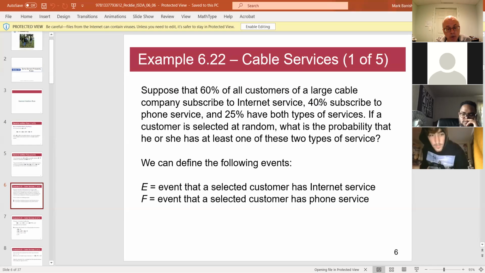Suppose 60% of all customers of a large cable company subscribe to internet, 40% to phone, and 25% have both types of services. So 60% of the customers subscribe to internet and 40% subscribe to phone service. Let me ask you something. It says 25% have both types of services. All right. Let's read through this. We want to find the following events. E is the event that a selected customer has internet, and F is the event that the person has phone service. All right.